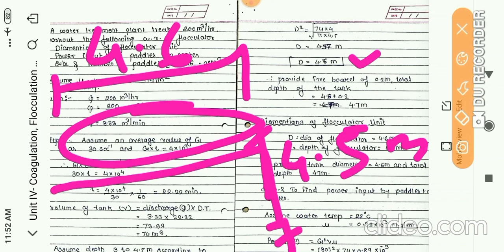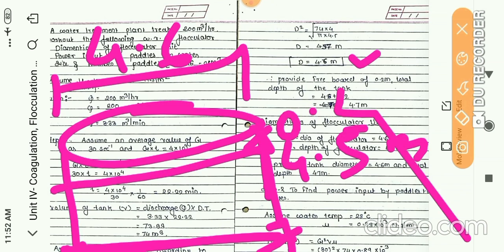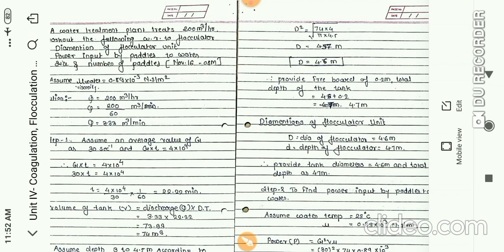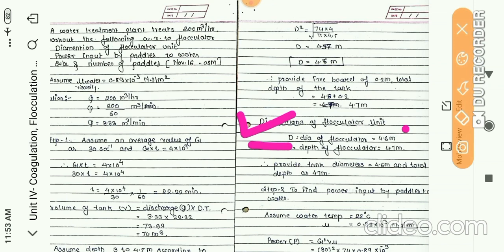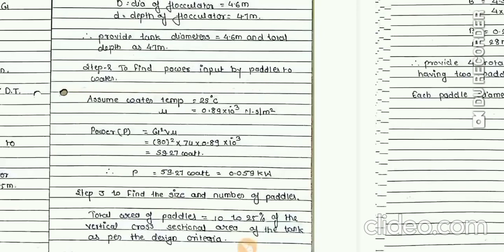Again, this is the freeboard height of 0.2. So 4.5 plus 0.2 will become 4.7 meter. This is the complete depth of that tank. Now we got the dimensions of that flocculator. Diameter of the flocculator is 4.6 meter and depth is 4.7 meter, including that freeboard.